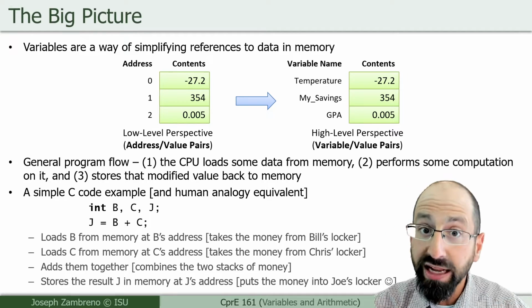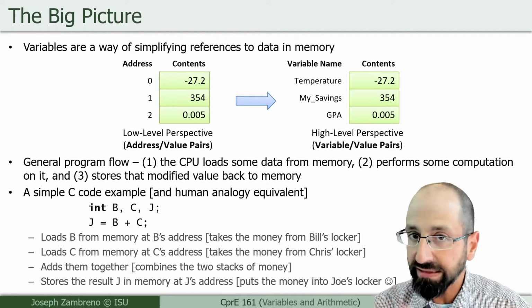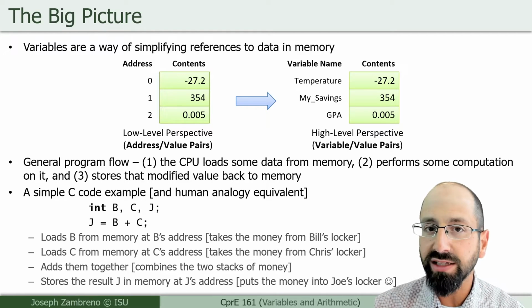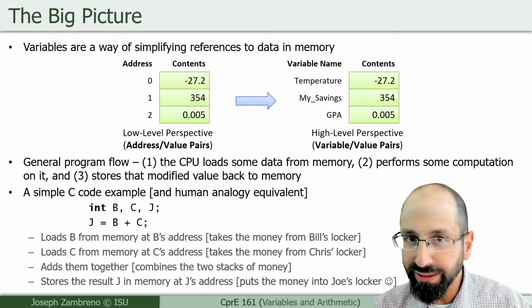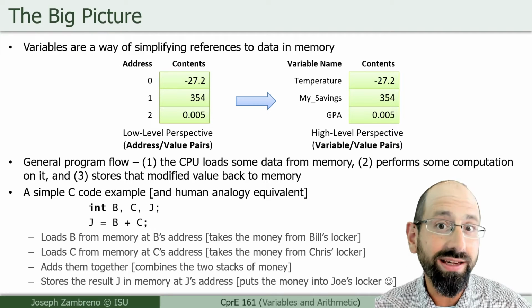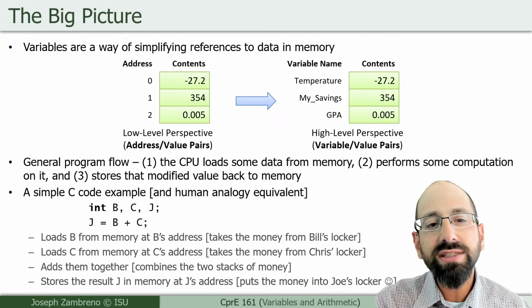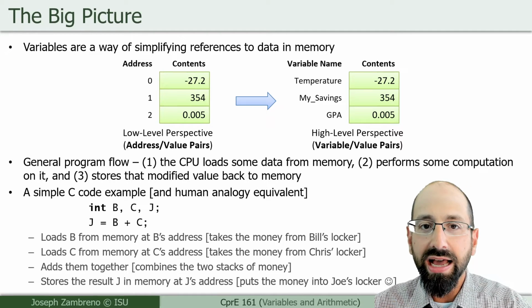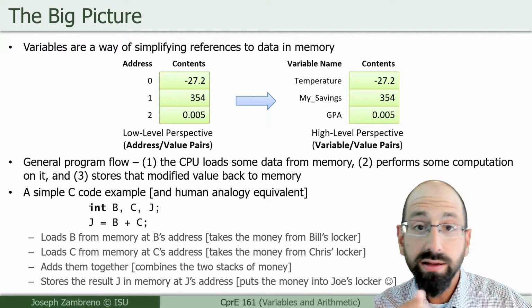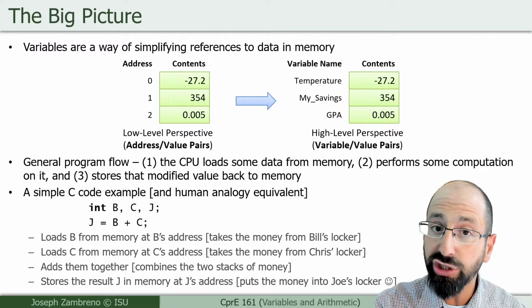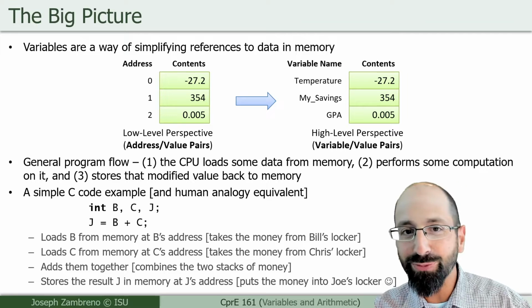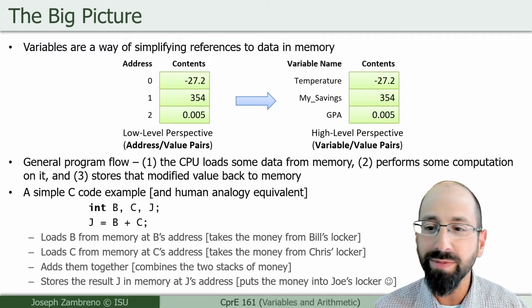There's then the arithmetic operation, in this case addition, which does exactly what it would sound like. We take the value of b, we add it to the value of c, or if it's money in lockers, we take the money in Bill's locker, we combine it with the money in Chris's locker. And then finally, that equal sign is that storing operation. We would take the value of b, add it to c, store the result as j in our variable j. That would be equivalent to taking Bill's money, Chris's money, combining them, and of course, storing them in Joe's locker.